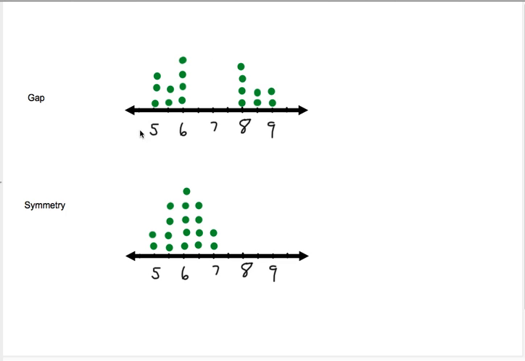And in this picture we have a gap, so it's pretty obvious. There's some data here at 5, 5.5, and 6, and again at 8, 8.5, and 9. However, right in the middle there is no data, so we call that a gap.